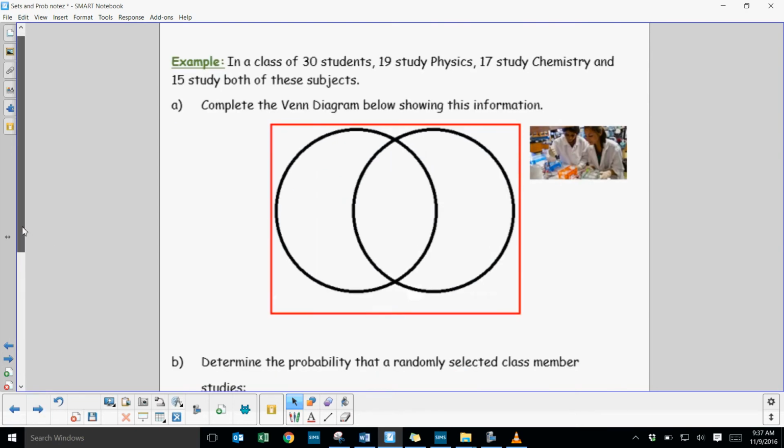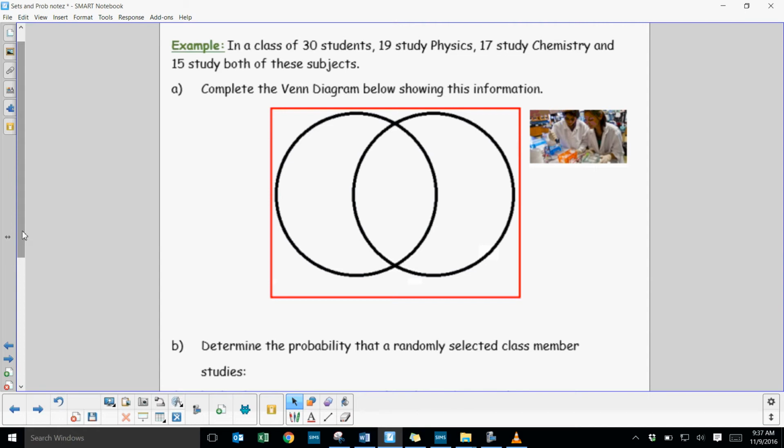So in a class of 30 students, 19 study physics, 17 study chemistry, and 15 study both. So remember, I tend to start with the inside and work outwards for these subjects. Complete the Venn diagram showing this information. So don't forget to label your universal set, which your textbook does down the bottom. Physics, maybe call it P, good idea, and chemistry, call it C. Make sure you use capital letters. So 15 study both. So we're not filling in the names of the students or anything, we're just filling in how many students. So for example, the number in P intersect C is what we're filling in.